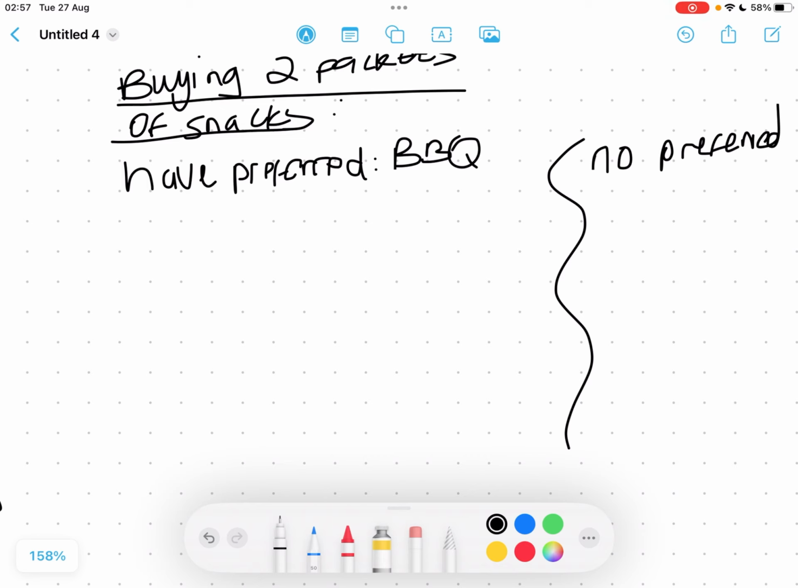So when I buy, I'm thinking about this person who is going to put their hand in that bag. Every time they put their hand in that bag, either I will get the barbecue or I will not get barbecue. So I'll just write not barbecue. Right. So this person puts their hand in the bag and pulls out something. What is the probability that the first packet he pulls out will be barbecue?